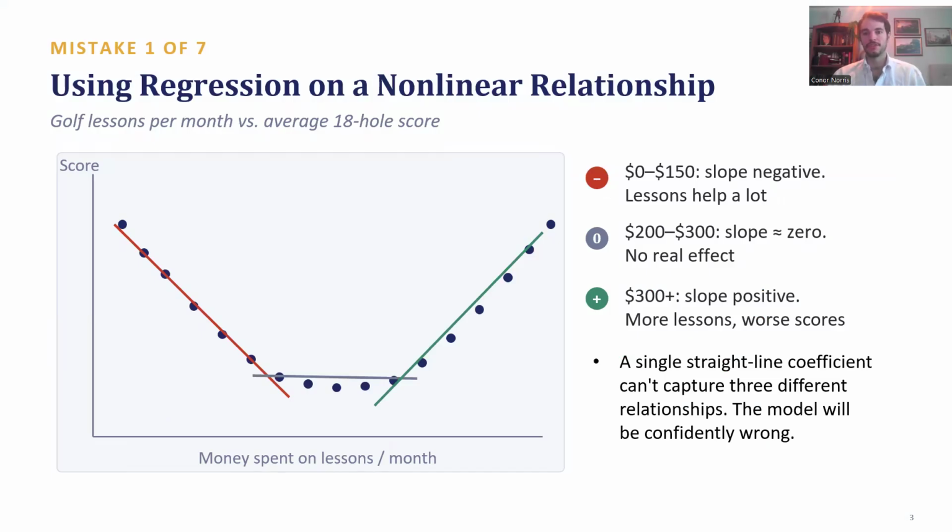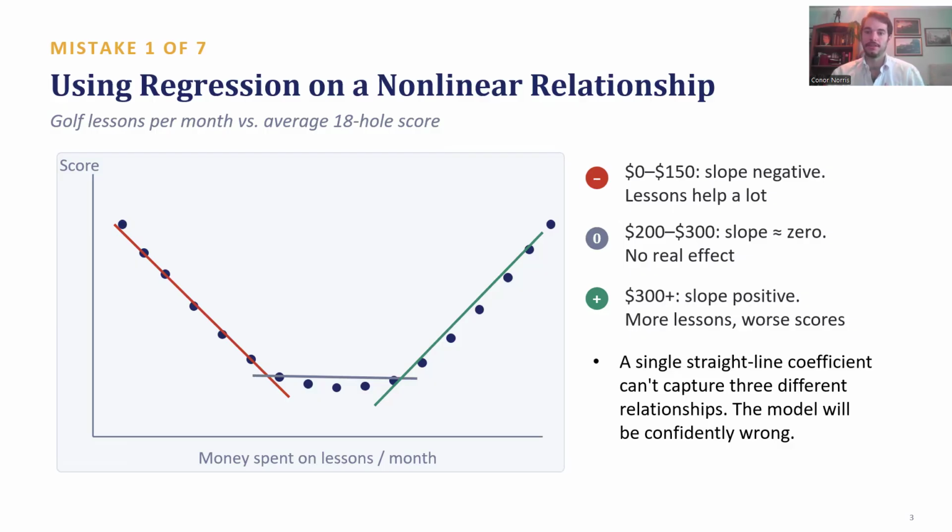The first mistake is using regression on a relationship that isn't actually linear. So imagine plotting golf lessons per month against golf score. For the first $100 or so, more lessons may sharply lower your score. You see a negative slope. And then at a certain point, say between $200 and $300, lessons stop making a difference. The slope flattens to about 0. Then beyond that, more lessons are associated with worse scores. The slope turns positive.